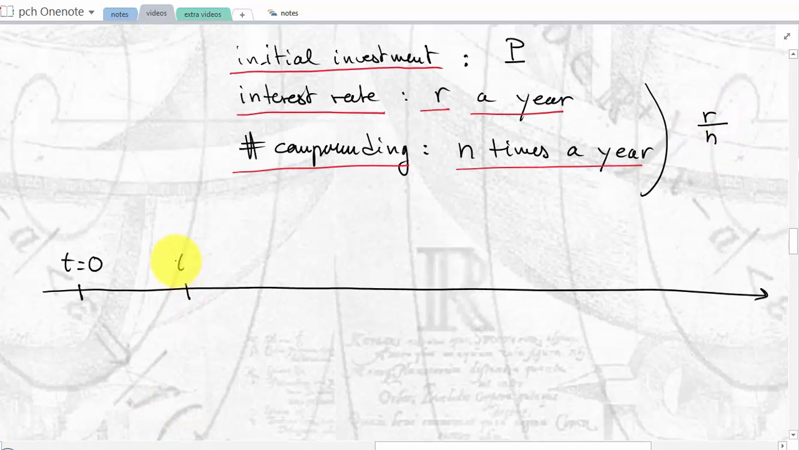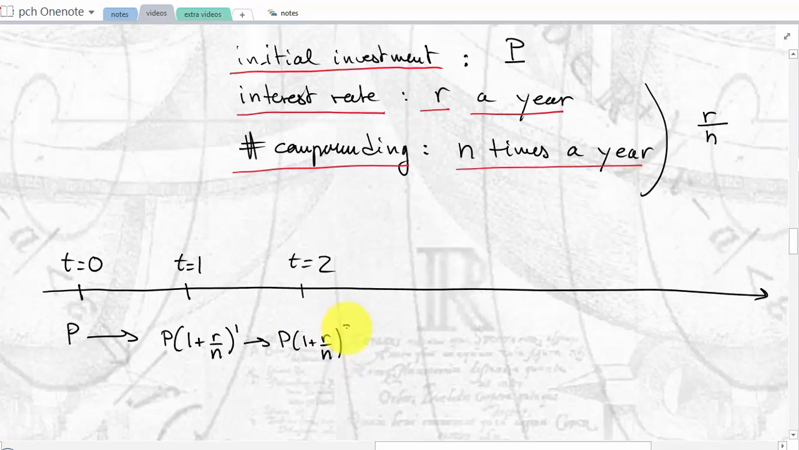So what happened at the end of the first compounding period? Well, we know the formula. We had it before. It is P times 1 plus, now the interest rate is R over N, R over N to the power of 1. What happens at the end of the second compounding period? It is P times 1 plus R over N to the power of 2. And it goes on and on. And at the end of the Nth compounding period, so this is year 1, you have P times 1 plus R over N to the power of N. How many times did you compound? N times. That's it.